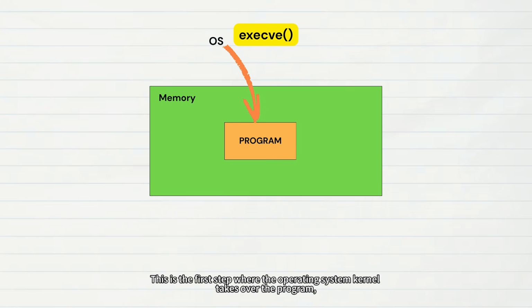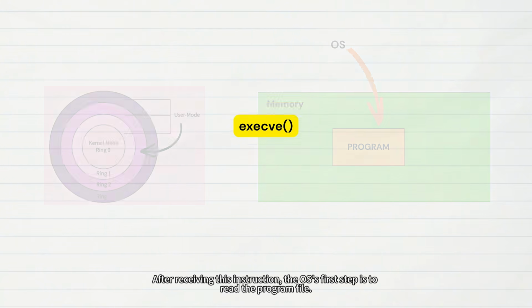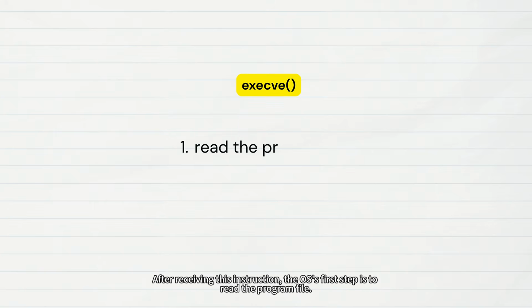This is the first step where the operating system kernel takes over the program, and it's also a key point where the transition from user mode to kernel mode happens. After receiving this instruction, the OS's first step is to read the program file.